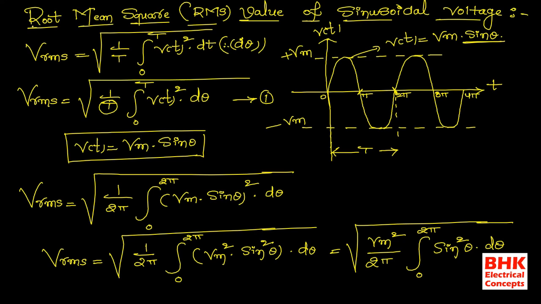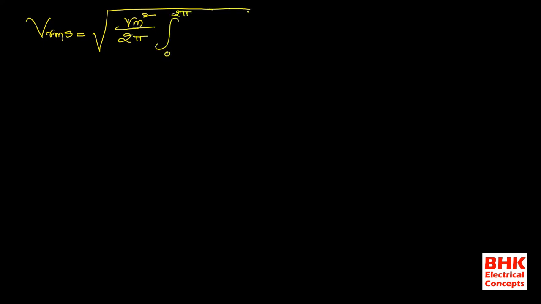Now the next step. VRMS is equal to the square root of Vm square divided by 2 pi integral 0 to 2 pi sine square theta d theta. Again I am writing this expression here. VRMS is equal to square root of Vm square divided by 2 pi integral 0 to 2 pi sine square theta into d theta. Now instead of sine square theta, we know that sine square theta is equal to (1 minus cos 2 theta) divided by 2.